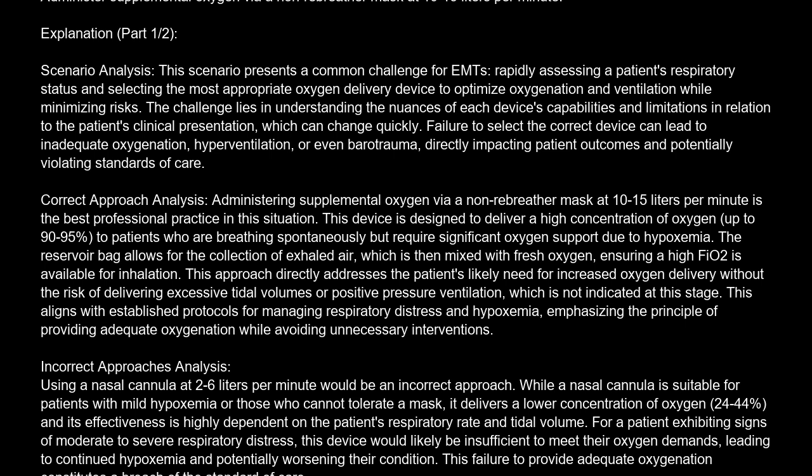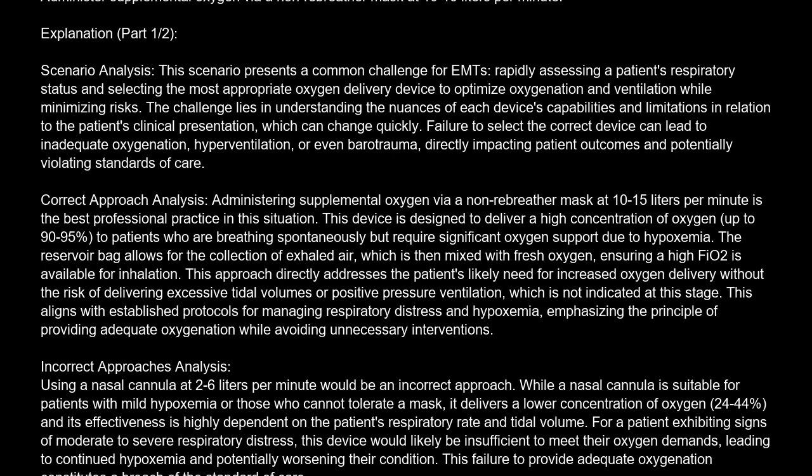The challenge lies in understanding the nuances of each device's capabilities and limitations in relation to the patient's clinical presentation, which can change quickly. Failure to select the correct device can lead to inadequate oxygenation, hyperventilation, or even barotrauma, directly impacting patient outcomes and potentially violating standards of care.